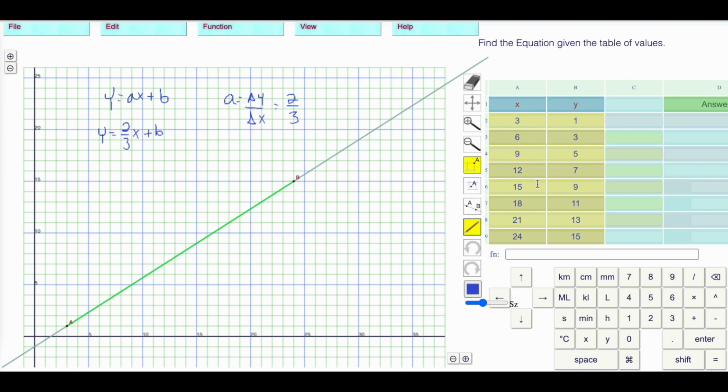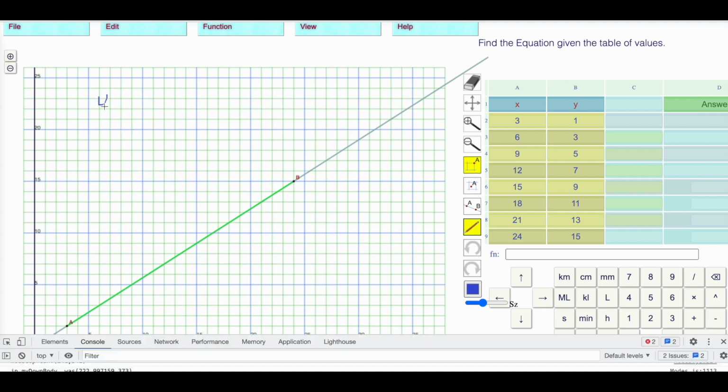You could plug in any point and solve for b. I'm going to plug in my first point, 3 and 1. Y is 1, 2 over 3 times the x value, which is 3, plus b. So I'm using this point, 3, 1. The 3's are going to cancel. We have 1 is equal to 2 plus b. I'm going to subtract 2 from both sides. That gives me -1 is equal to b. There's our b, -1, as predicted.